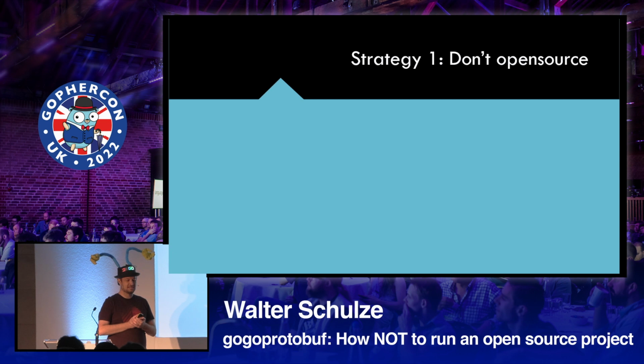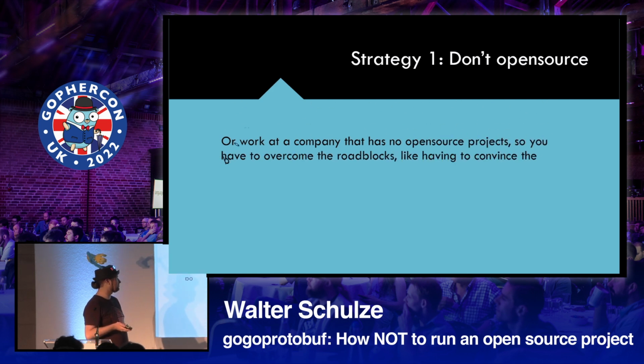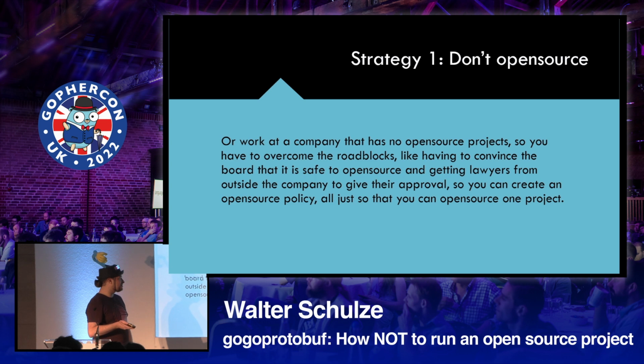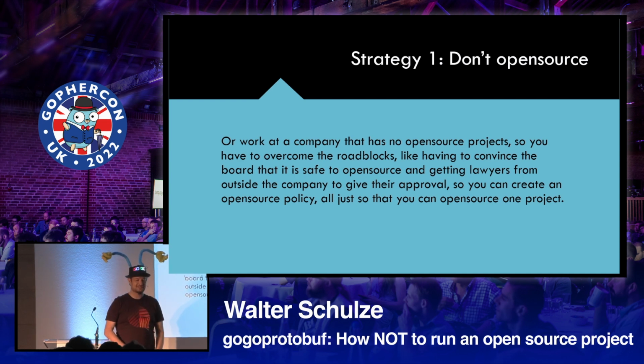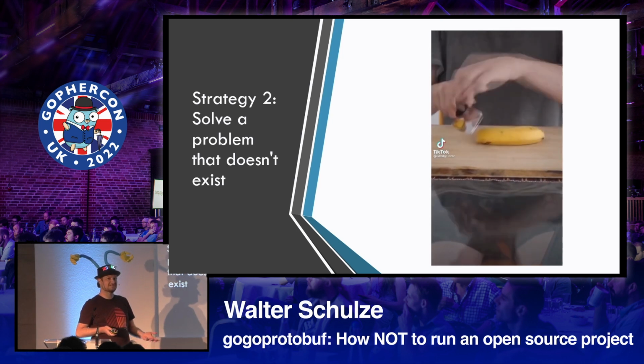But another way you can at least make it hard for yourself is to work at a company that has no open source project, so you have to overcome the roadblocks like having to convince the board that it is safe to open source and getting lawyers from outside the company to give their approval so you can create an open source policy. All this just so that you can create one open source project. But if you do all this, like I did, there's other ways to fail at open source. You can solve a problem that doesn't exist.